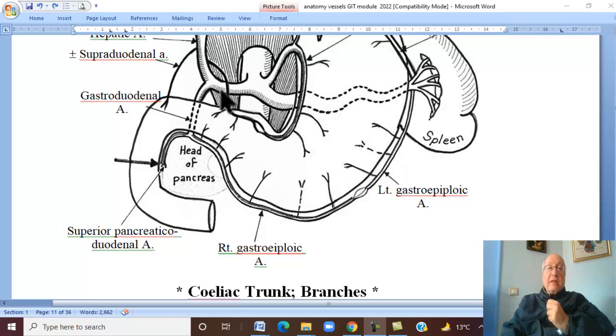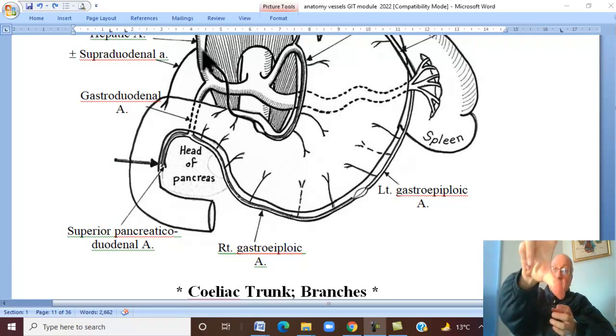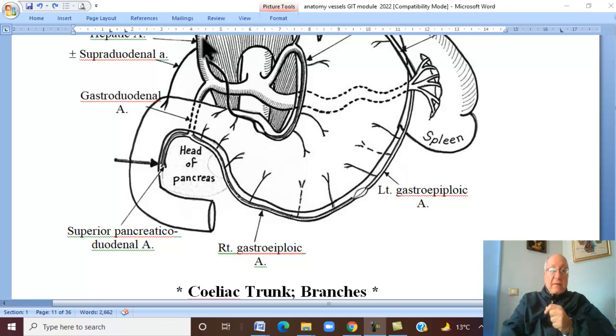Then it passes upward in the free border of the lesser omentum, with the famous relation in the free border of the lesser omentum. It passes on the left side of common bile duct and in front of portal vein. This artery, hepatic artery, gives gastroduodenal artery.